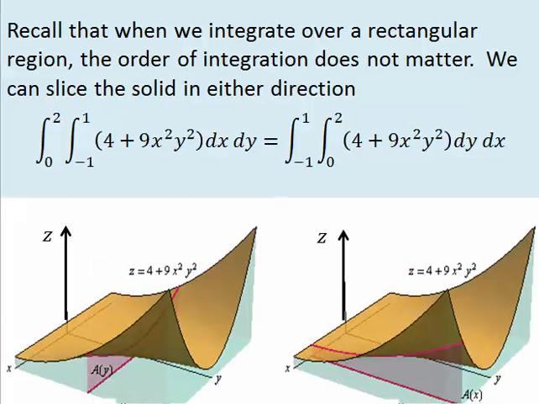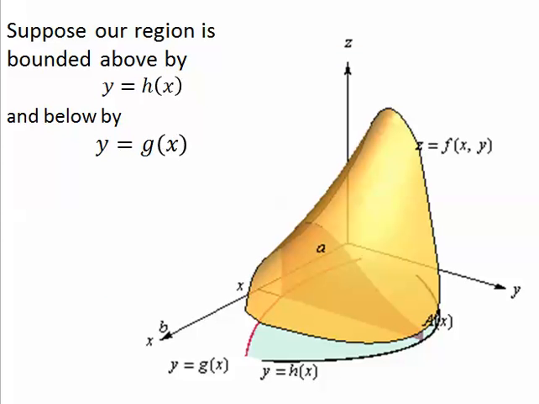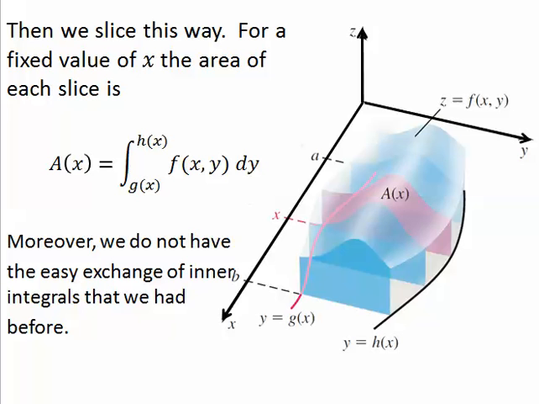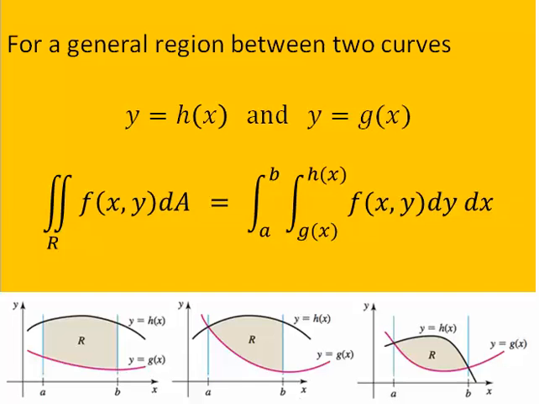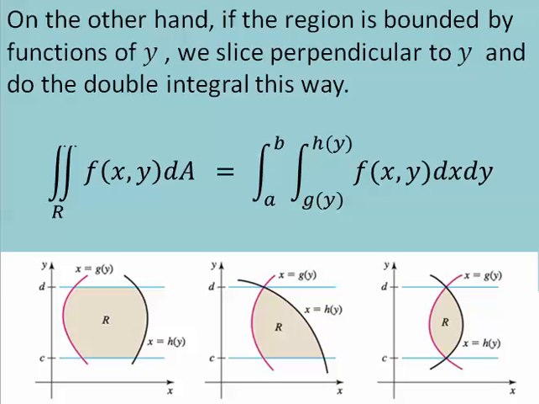14.2. Recall that when we integrate over a rectangular region, the order of integration does not matter. Suppose our region is bounded above and below by functions of x. In that case, we want to slice perpendicular to the x-axis, and our double integral is done this way. On the other hand, if the region is bounded by functions of y, we slice perpendicular to the y-axis and do the double integral this way.